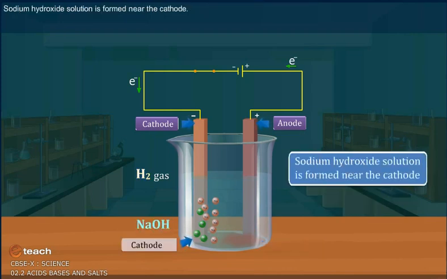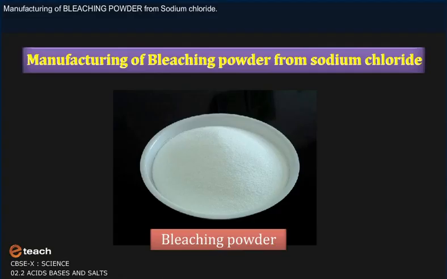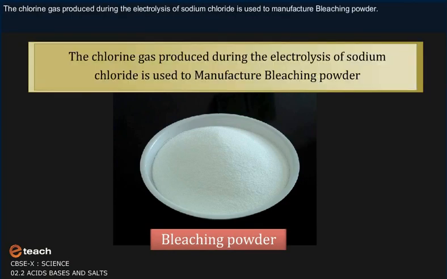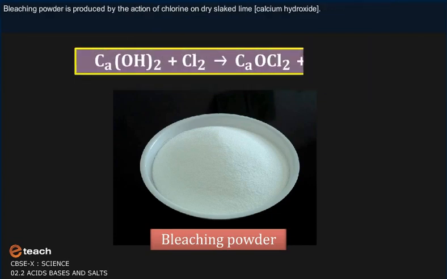Sodium hydroxide solution is formed near the cathode. In manufacturing of bleaching powder from sodium chloride, the chlorine gas produced during electrolysis of sodium chloride is used. Bleaching powder is produced by the action of chlorine on dry slaked lime, which is also called calcium hydroxide.